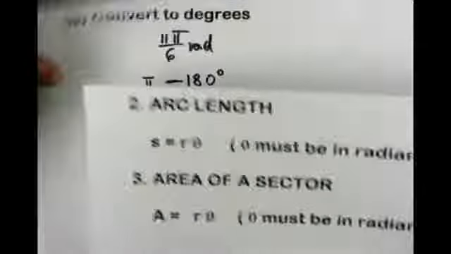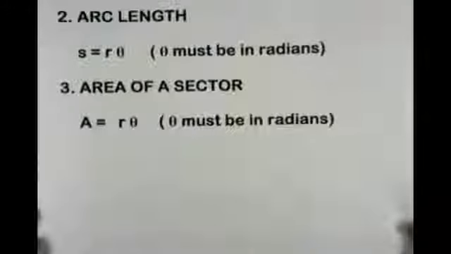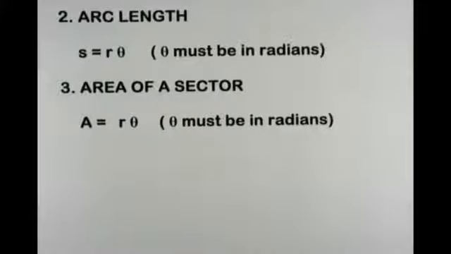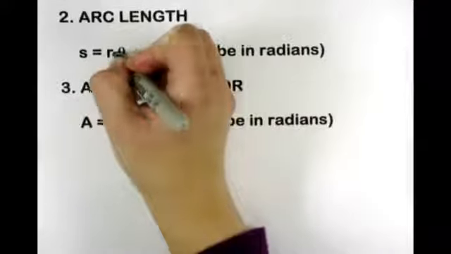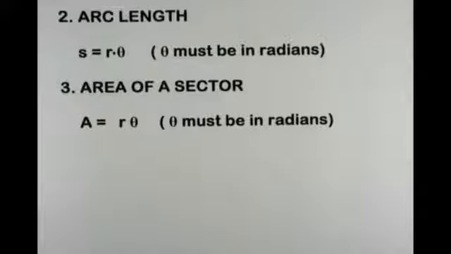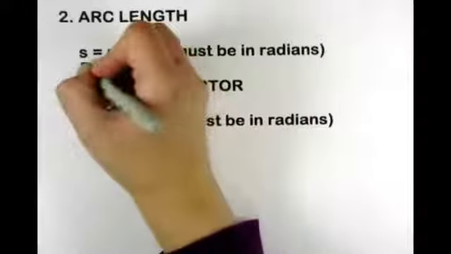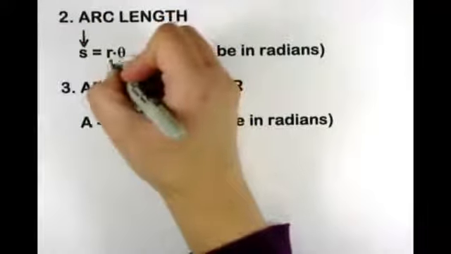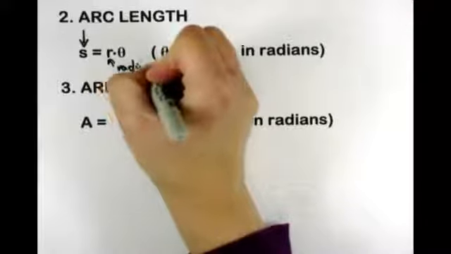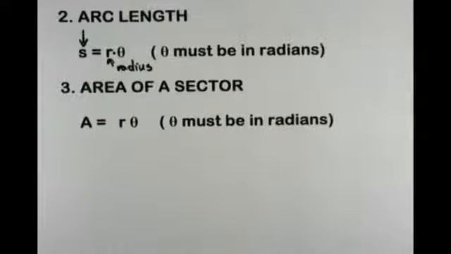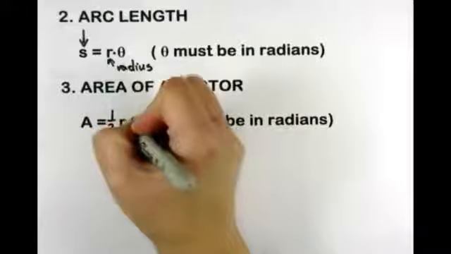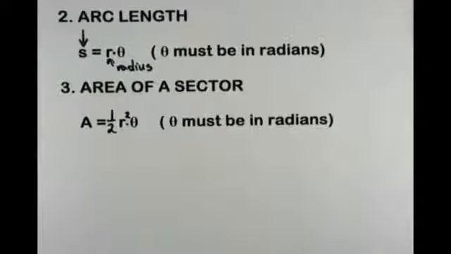Now we have arc length and area of a sector of a circle. Arc length is S equal to R times theta. Theta must be in radians. S stands for arc length and R stands for radius of the circle. Area of a sector is 1/2 times r squared times theta, and theta must be in radians as well.